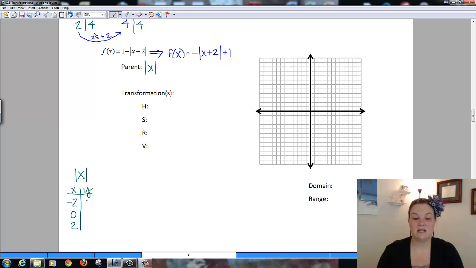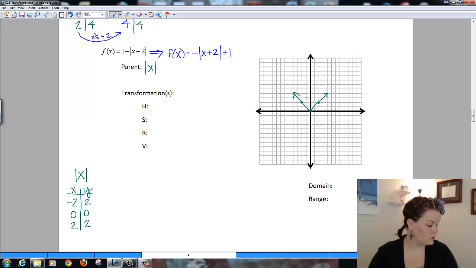So when I plug these in, this just makes them positive. So I'm going to go ahead and graph my points. At -2, I'm up at positive 2. At 0, I'm at 0. At positive 2, I'm at positive 2. Okay, so this is my, excuse me, my original function. So I'm going to go ahead and just label this the absolute value of x.